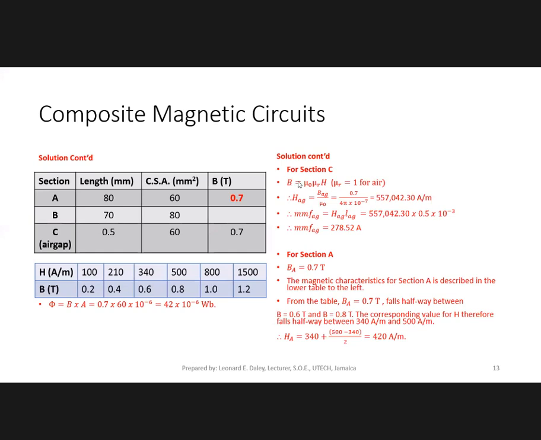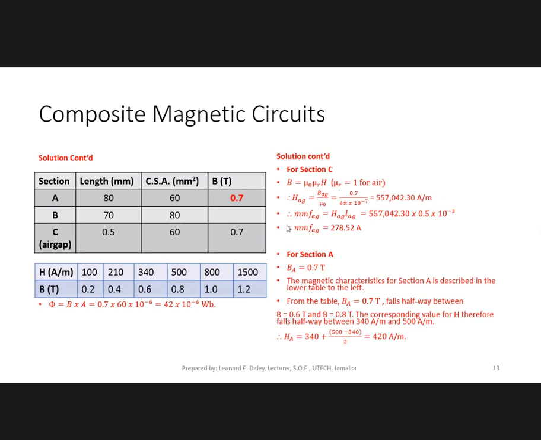Let us look at section C, the air gap. B is equal to mu naught mu r H, and mu r is equal to 1 for air. Notice that I don't just make mu r disappear. I tell you why it disappears. If you just give me B equals mu naught H alone, something would be missing in my mind, and I will try to figure out where it has gone. So help me find out where it has gone by making a statement like this.